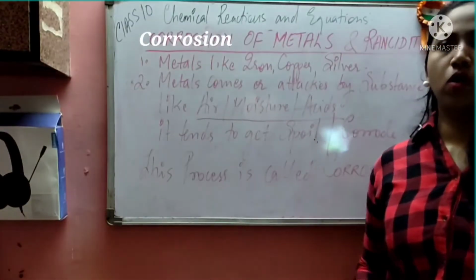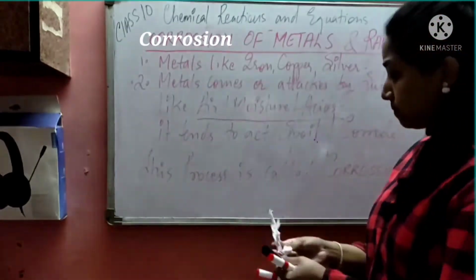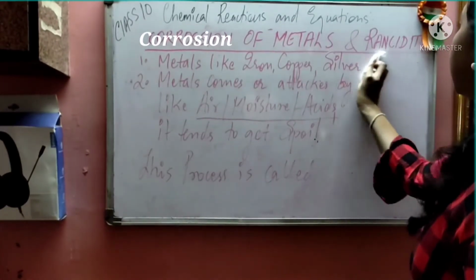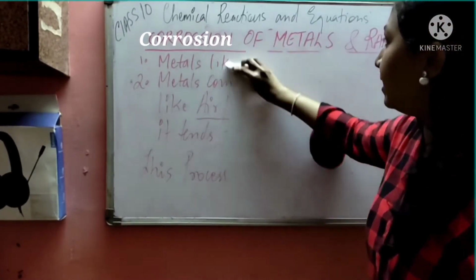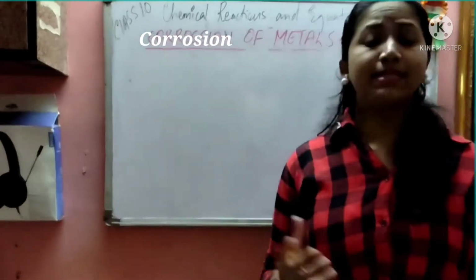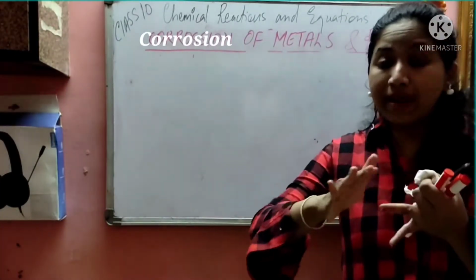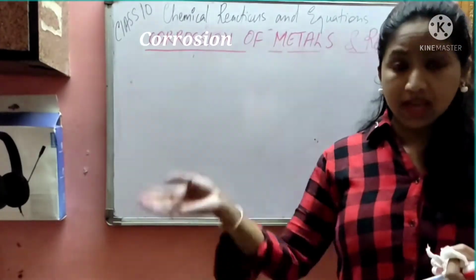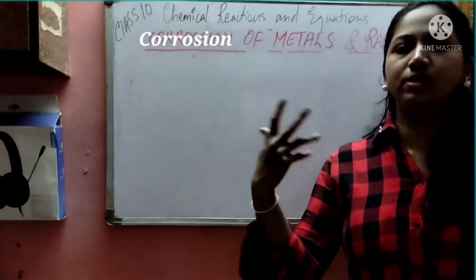This process is called corrosion of metal. Now, there are examples of this corrosion. One example is rusting of iron. If you're talking about silver, there is a black coating which forms on silver; then you can say that silver is getting corroded. Then there is a green coating which forms on copper; then you say that the copper is getting corroded.